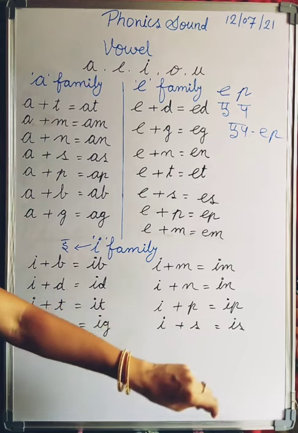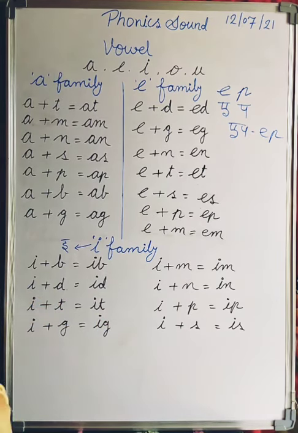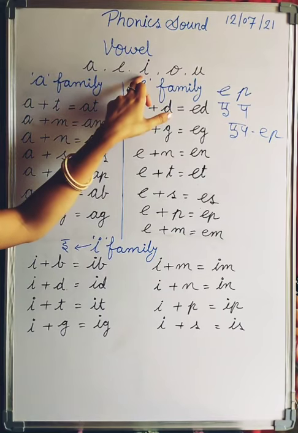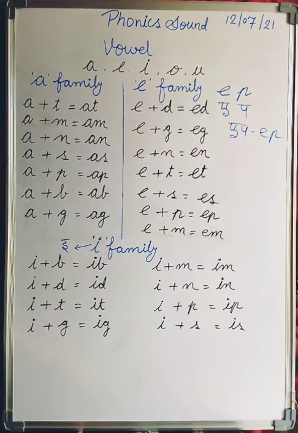Okay, students. So we have learned today the A, E, and I two letter blending words. Okay.